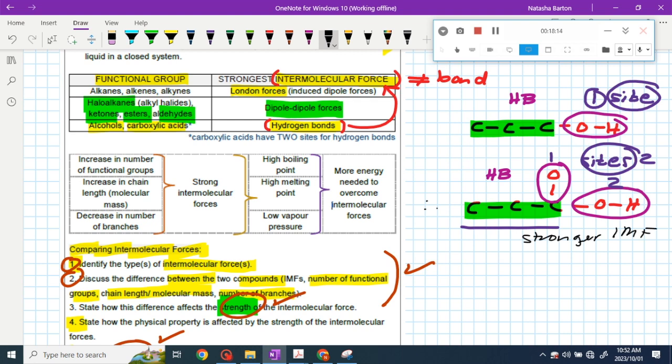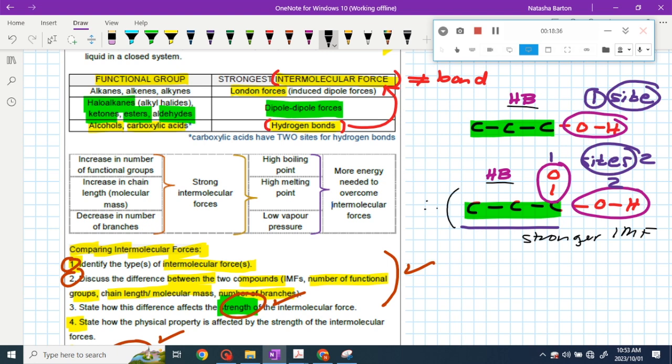And grade 12s, the only reason I'm writing IMF is because it's difficult to write on my tablet. You guys must write down the words intermolecular force. The teachers are not going to give you the marks for saying IMF because not everybody knows what IMF stands for. You must write this out in words, please. Don't say HB, write out in full hydrogen bonds.